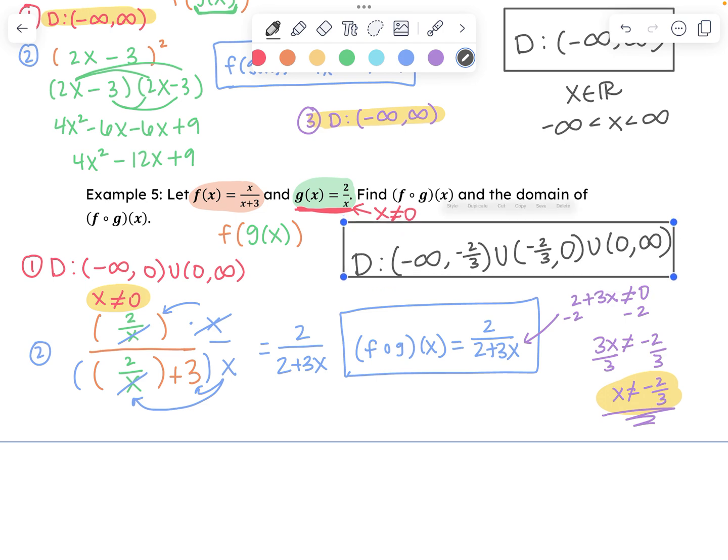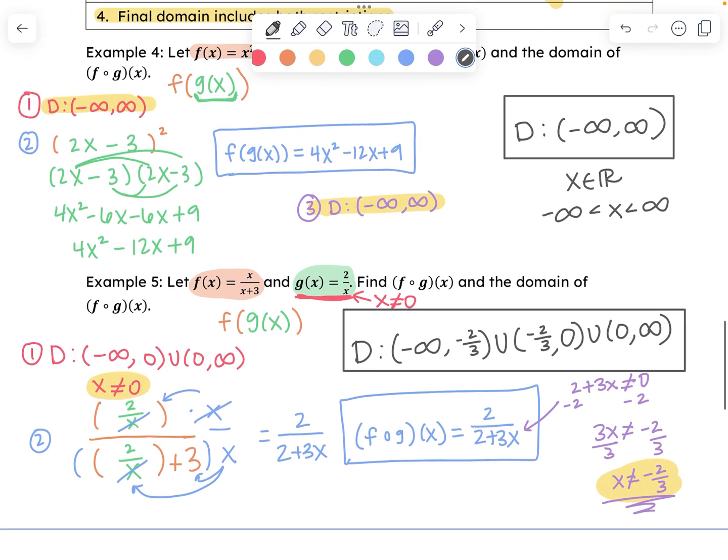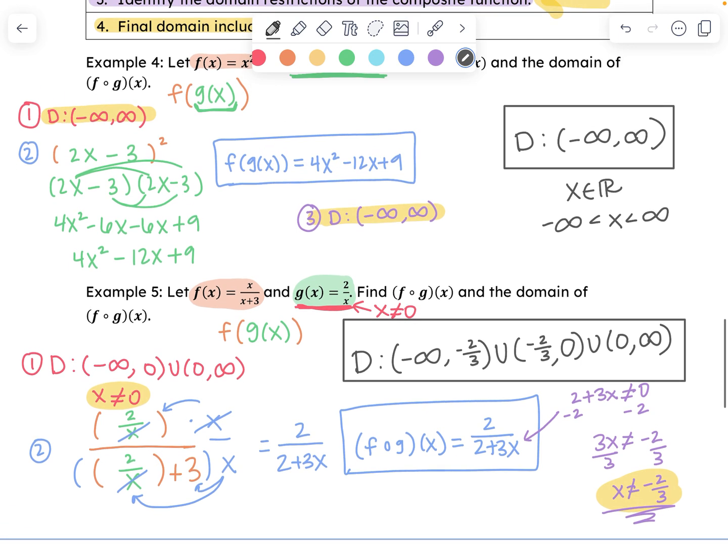So like I said, sometimes we have domain restrictions like we did in example 5. Sometimes we don't, like example 4. It just kind of depends on what type of functions you're using for your composition. It depends on if those original functions have restrictions. So remember our rationals, our radicals, those tend to have restrictions, whereas like our quadratics and our linear functions don't tend to have restrictions. So that's it for these notes.